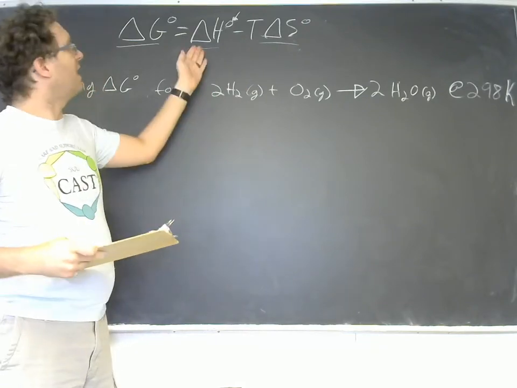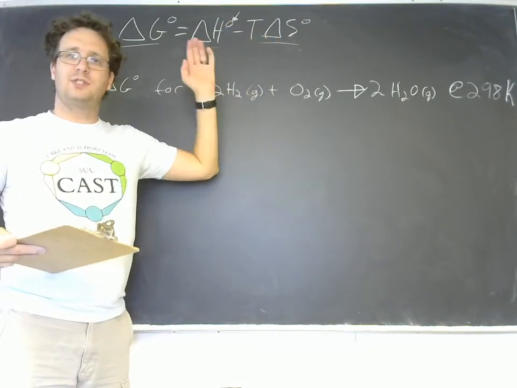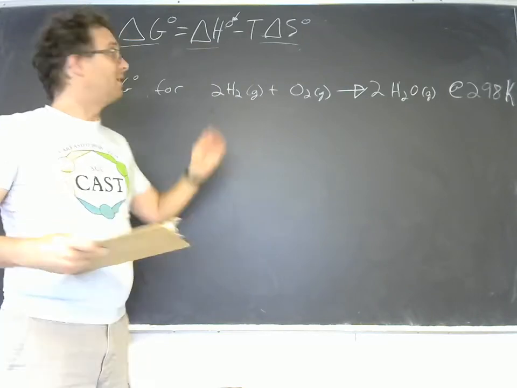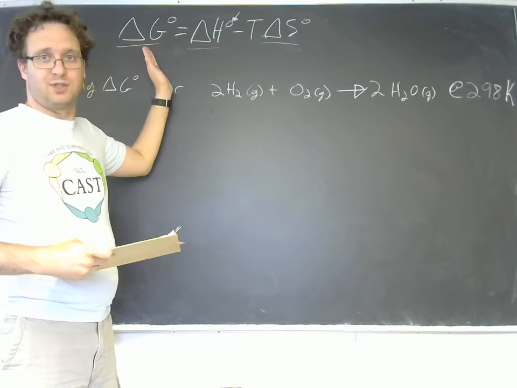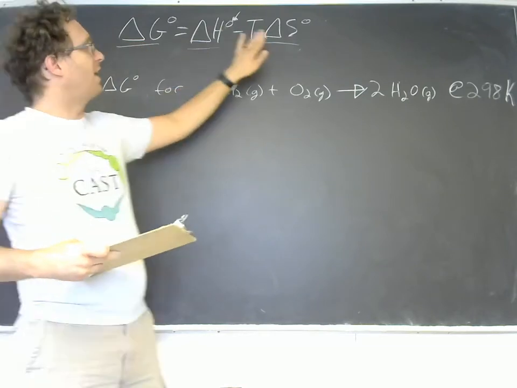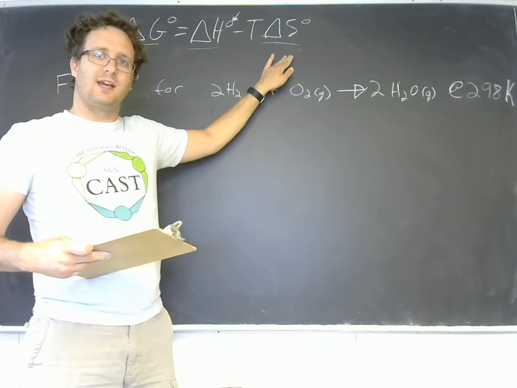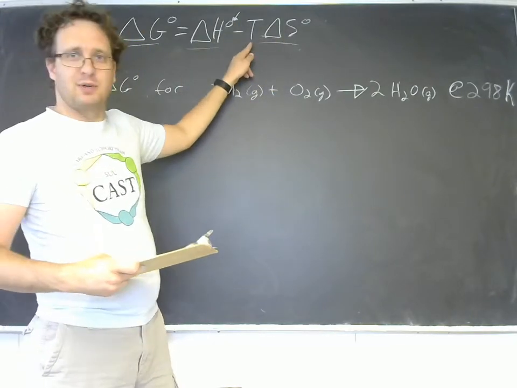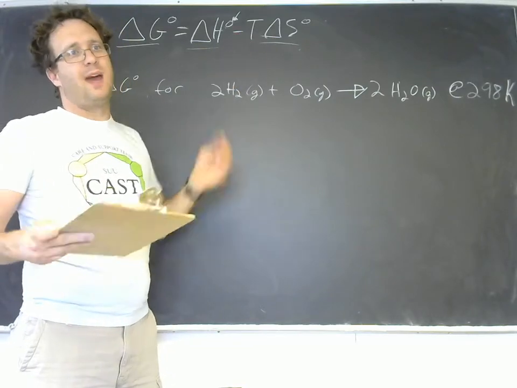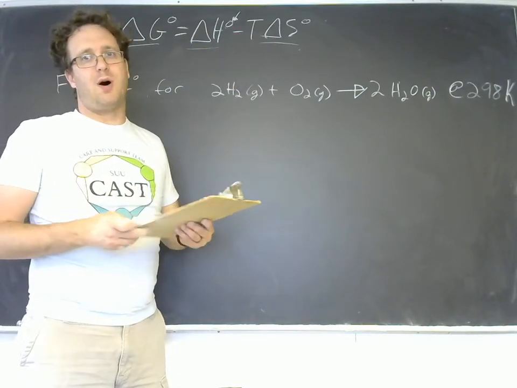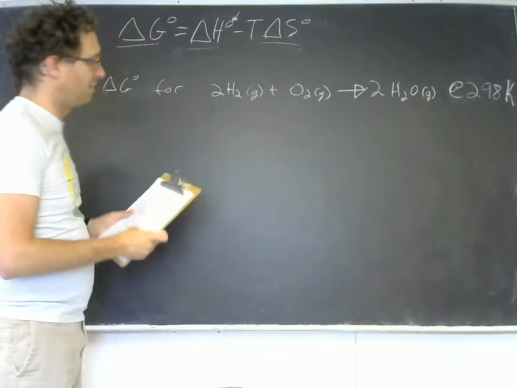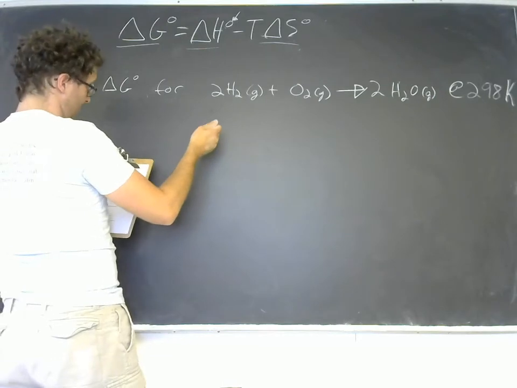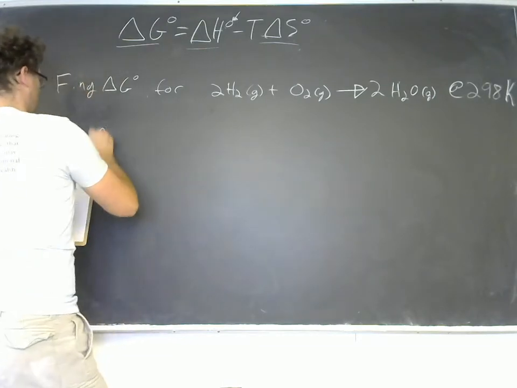Now, delta H naught and delta S naught do technically change with temperature, but those changes are small. Delta G changes a ton with temperature, and so if we use our delta H naught and delta S naught values from 298 K, then we should be able to use them in this equation even if the temperature is not 298 K, and our errors will be modest to small. So that's what we're going to do.